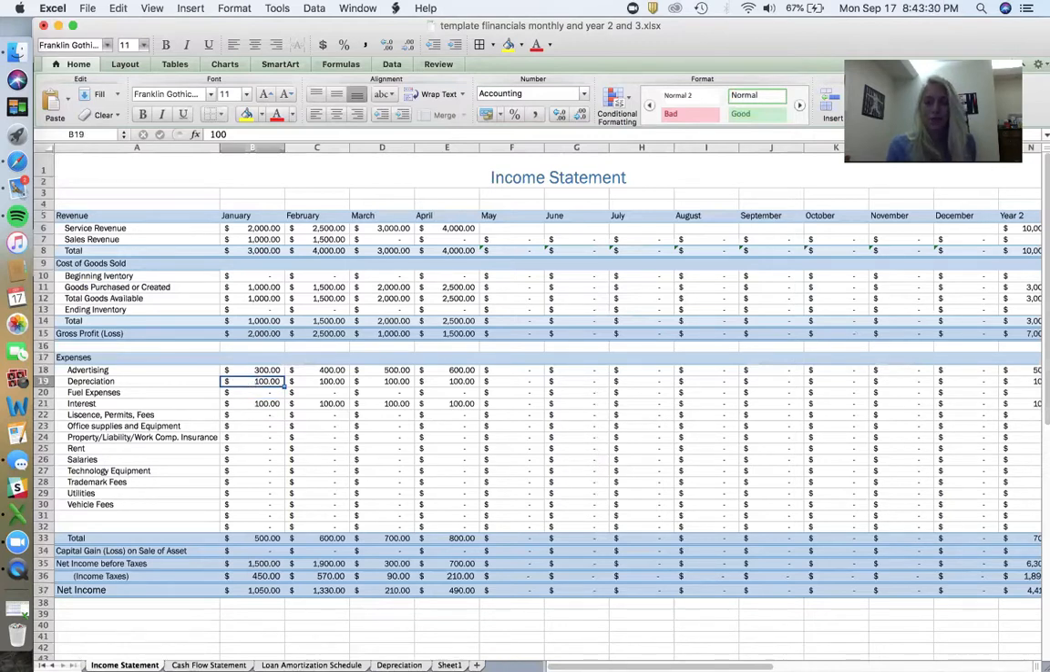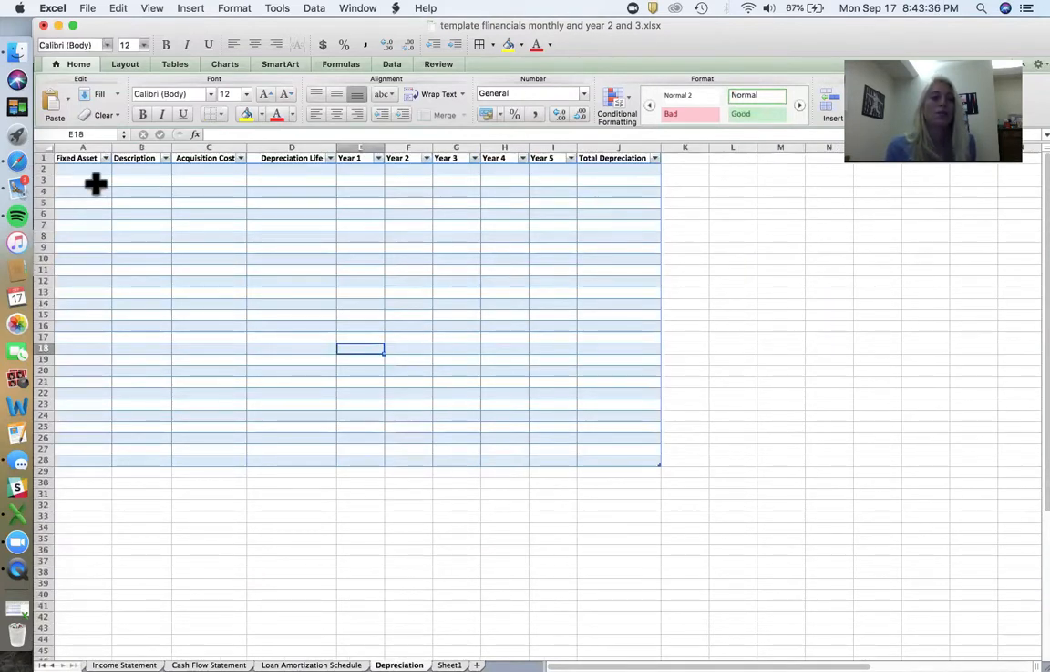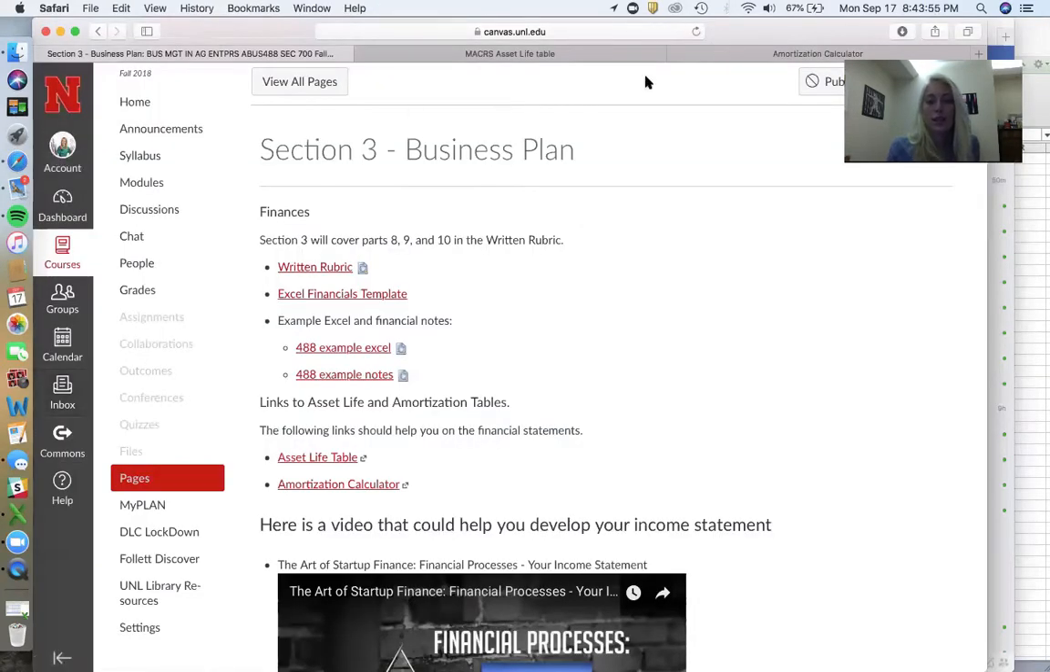So if you go out and buy a tractor for your startup, you're going to go ahead and put that tractor as a fixed asset on your depreciation schedule. So the tractor here, describe it. So is it a Case IH? Give the number. Acquisition cost, what did it cost you when you bought it?